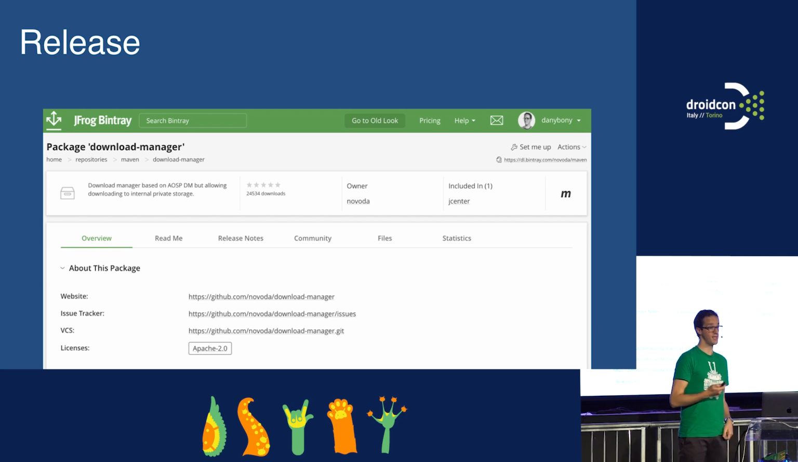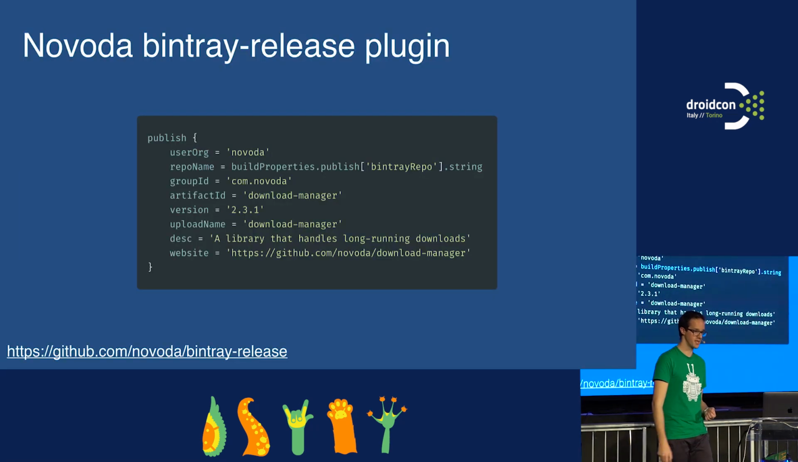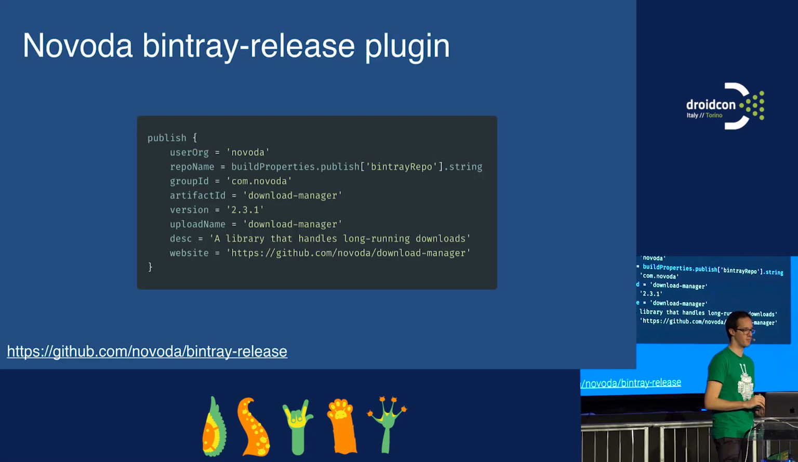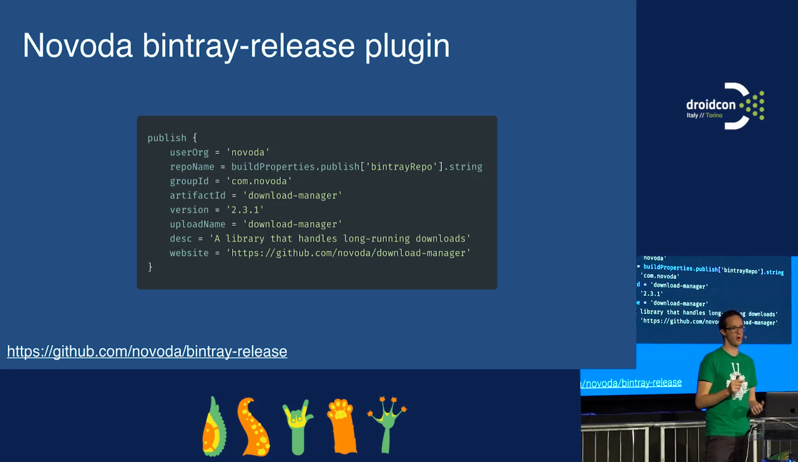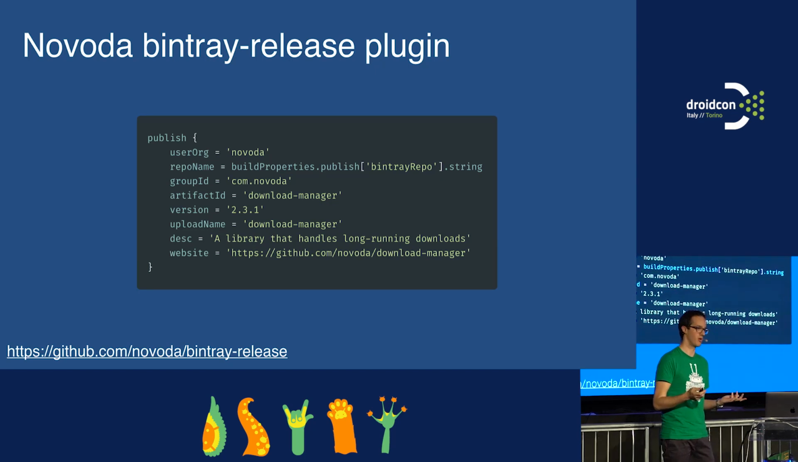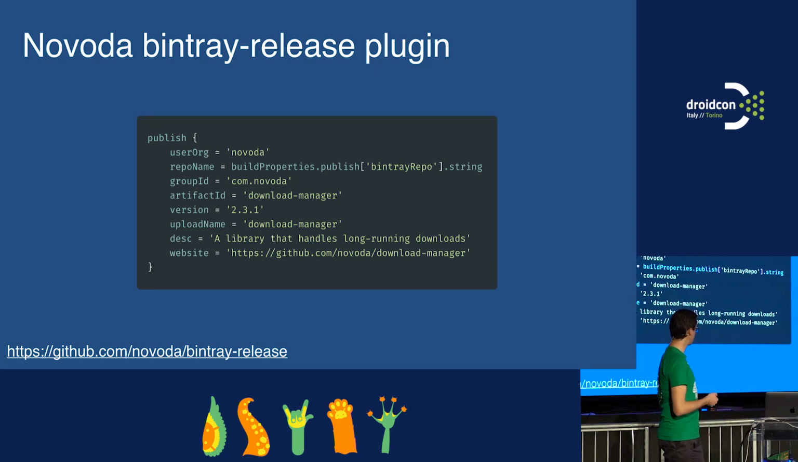There are several ways to upload libraries to Bintray. The easiest one is to use another Gradle plugin that we created, which is the Bintray release plugin. This is a plugin that you can add to your library, and with just a few lines of code, you can configure it in order to automatically upload your library when you want it, with just a simple Bintray upload Gradle command. As you can see, it's pretty intuitive how to configure it.